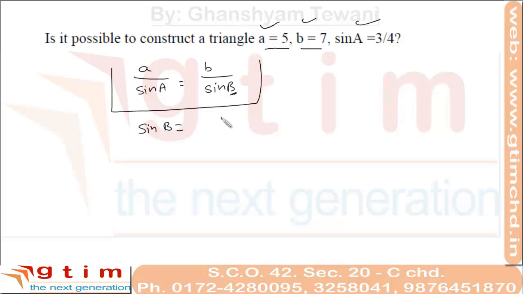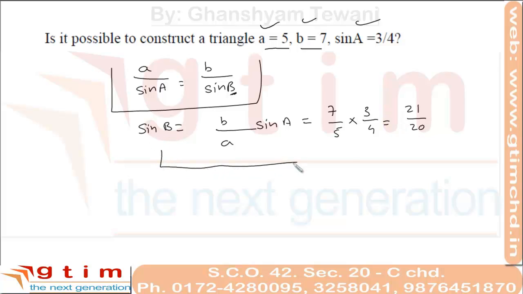So sine B is equal to b upon a multiplied by sine A, which is equal to 7 upon 5 multiplied by 3 upon 4. Now this is 21 upon 20. Now we got the value of sine B as 21 upon 20, which is not possible, as we know the range of the sine function is -1 to 1. So for this data, the triangle is not possible.